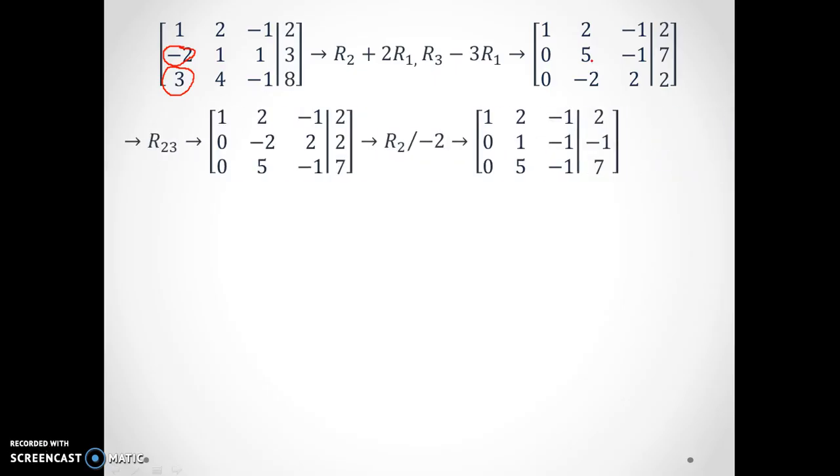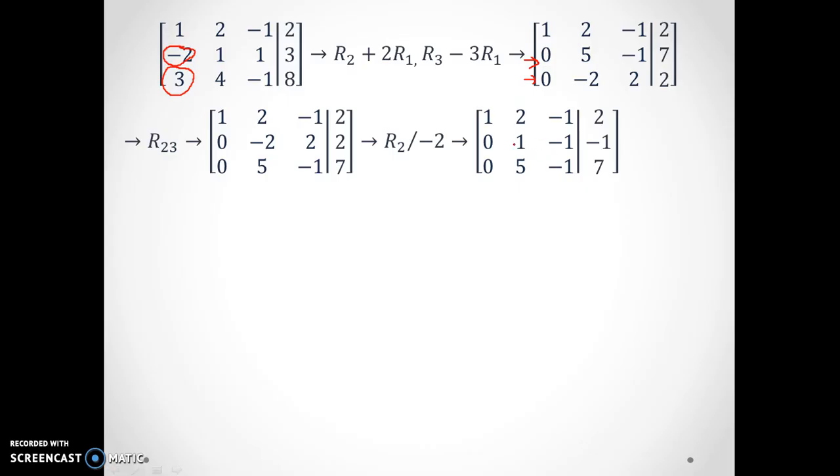Okay, so next, on the resultant matrix, since these two are 0, I have to make this 1 and this 0. So I'm going to interchange this row with this row, using the row transformation R23. So I'm interchanging row 2 and row 3. Once I do that, this is my resultant matrix. Again, you can keep pausing the video and check if this is correct. Once I do that, I'm going to use the next row transformation, R2 by minus 2, which transforms this matrix into this form.